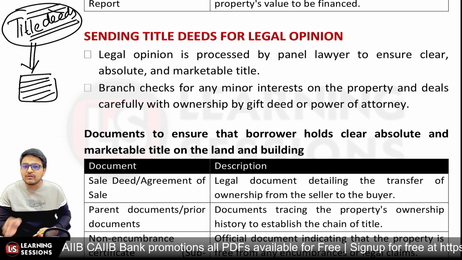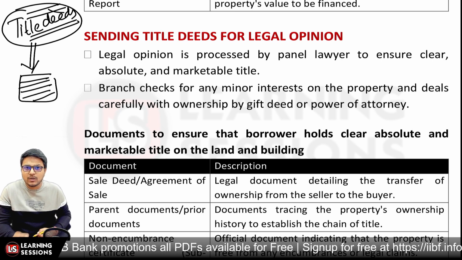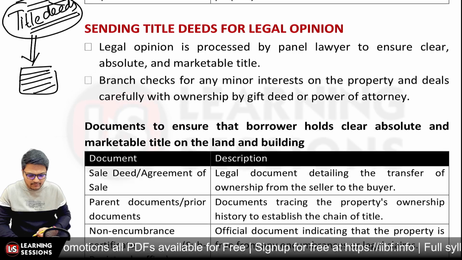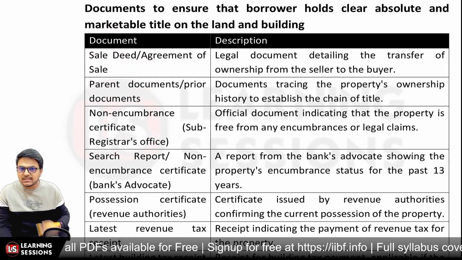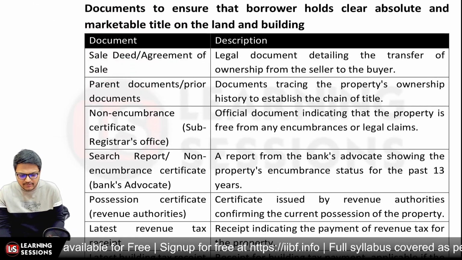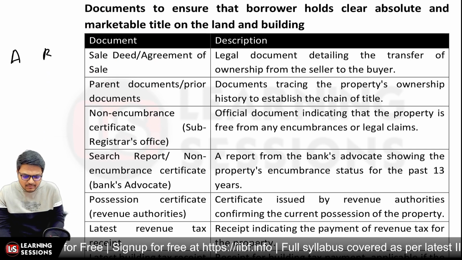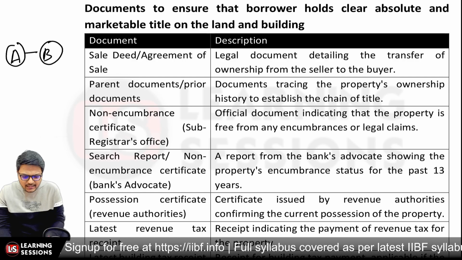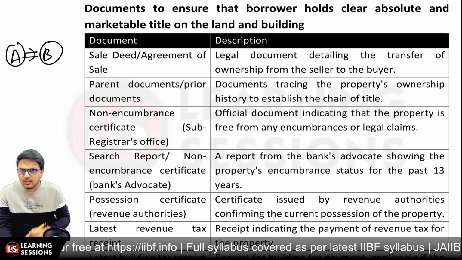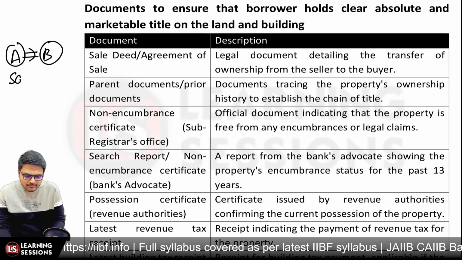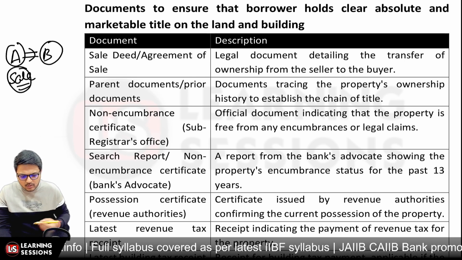And further, which of the documents will be ensuring that the borrower is holding an absolute and marketable title? Let's have a look at it. First of all, it's related to the sale deed, or agreement of sale. When there are two parties, let's say A and B, and A wants to sell the property to B, there will be a sale deed. Okay, so that must be looked into.